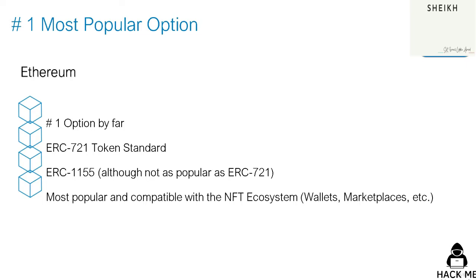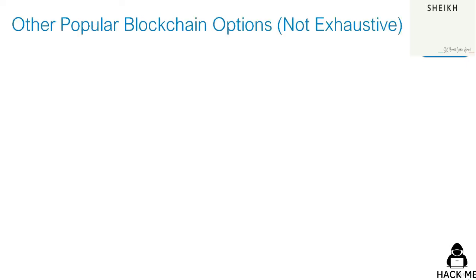You're going to learn as we go through this course. I'm going to introduce you to MetaMask. It's compatible with MetaMask. I'm going to introduce you to Rarible. It's compatible with Rarible. I'm going to tell you about OpenSea. It's compatible with OpenSea. All of these work in this ecosystem of NFTs. You're going to learn all this in this course. For your information, I'm going to talk to you about other popular blockchain options beyond merely Ethereum.